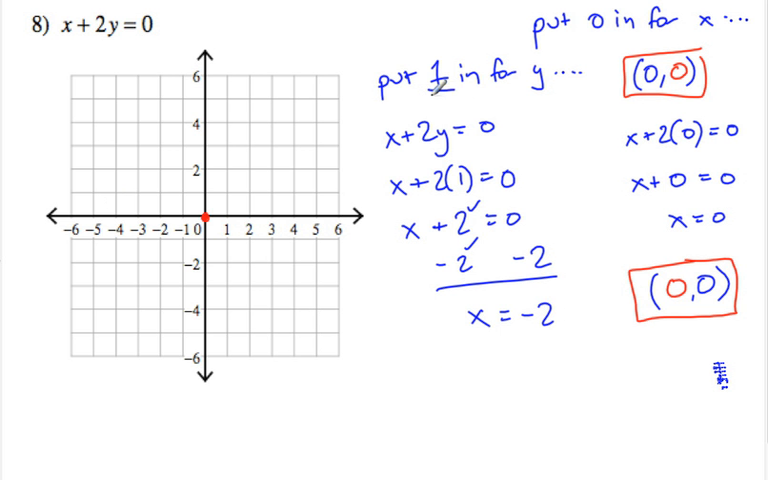So if I put 1 in for y, I end up with negative 2 for x. So let's see, 1 for y, up 1, negative 2, 1, 2.